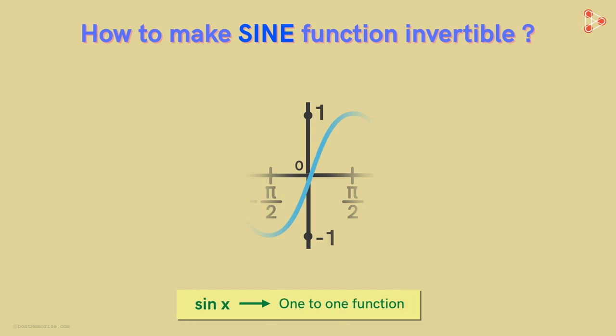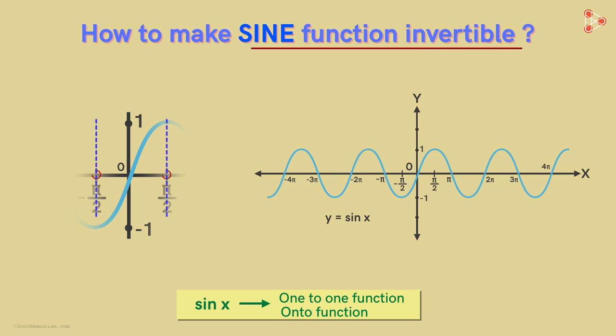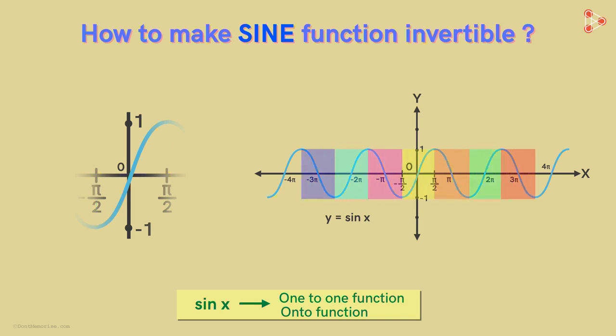Now the sine function becomes 1 to 1, and we had earlier seen that the sine function is always onto. Therefore, the sine function is invertible in this restricted domain. Or in other words, sine inverse exists for this restricted domain. Actually, the sine function restricted to any of these intervals is 1 to 1. And therefore, the inverse of sine function exists in each of these intervals.